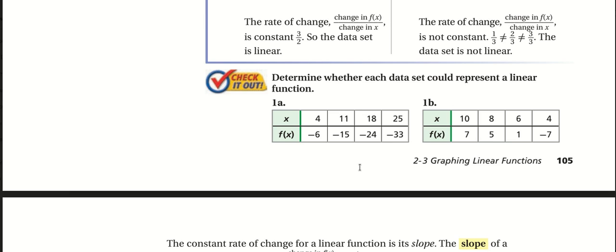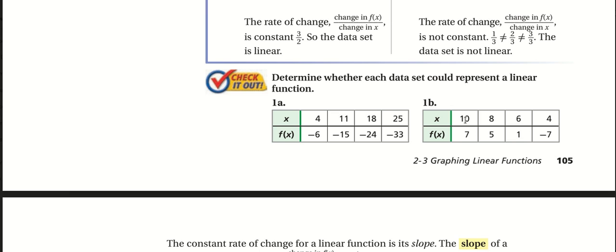Can they represent linear functions? 11 minus 4 is equal to 7. 18 minus 11 is 7. 25 minus 18 is 7. Negative 15 minus negative 6 is negative 9. Negative 24 minus negative 15 is negative 9. Negative 33 minus negative 24 is negative 9. All the differences are constant, and so yes, this is a linear function.